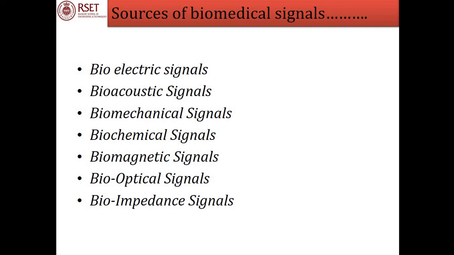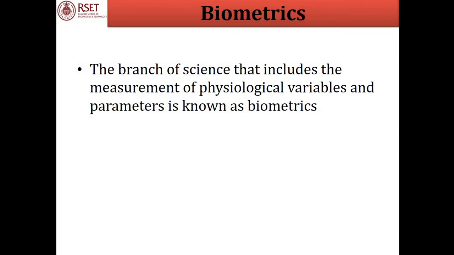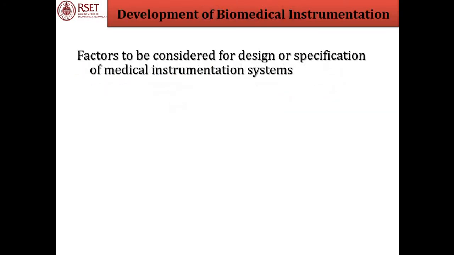Then the bioimpedance signals, which are a source of information concerning the composition, blood distribution and blood volume, etc. within a tissue. And so, the branch of science that includes the measurement of physiological variables and parameters is known as biometrics.